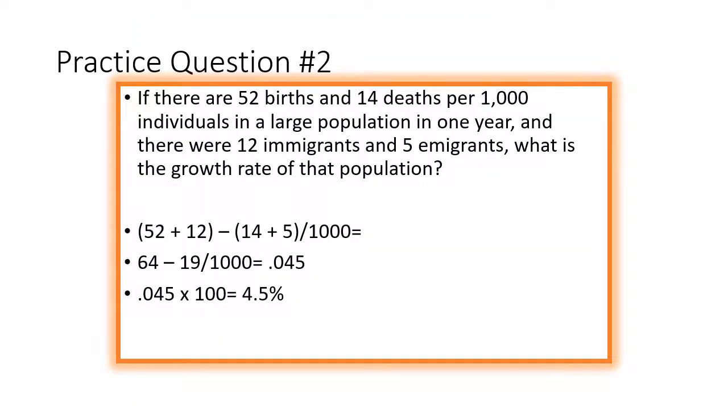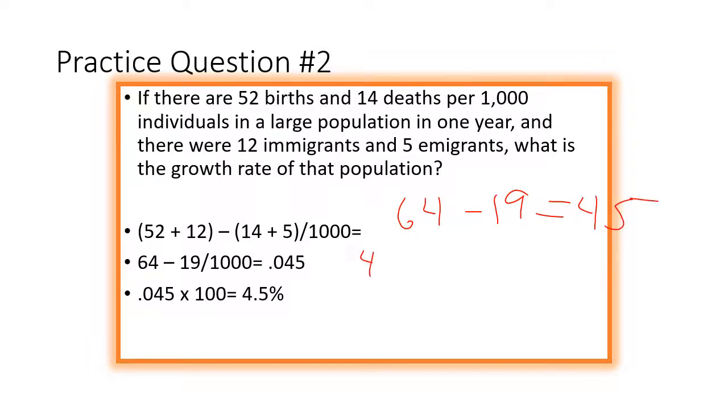So here's our second practice question. We have 52 births and 14 deaths per 1,000 individuals. In a large population, we have 12 immigrants and 5 emigrants. What is the growth rate? So immigrants means I, going in, so we're going to add those to our births. So 52 plus 12, that gives us 64. And then we're going to subtract the 14 and 5 because emigrants are leaving. So 64 minus 19, and that's going to equal 45.